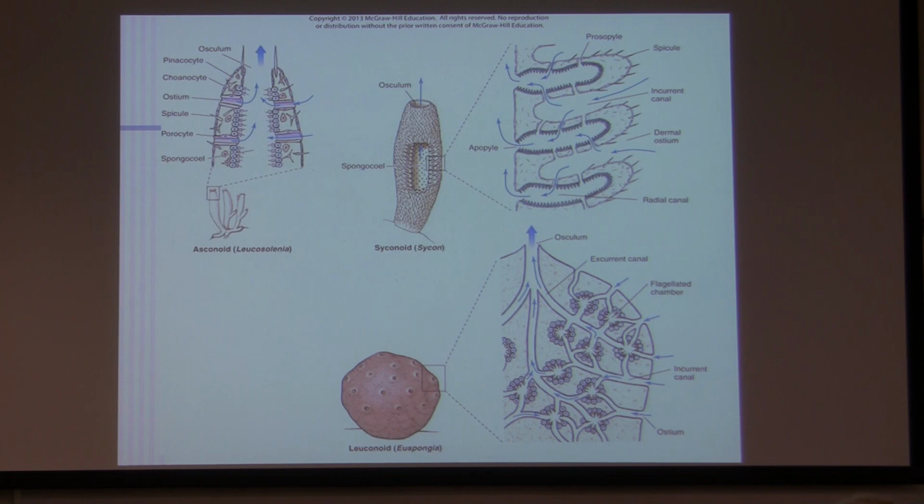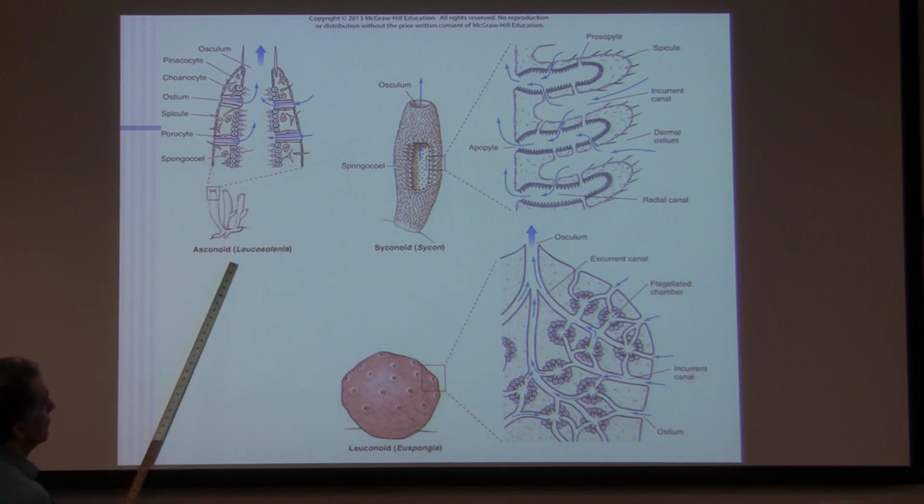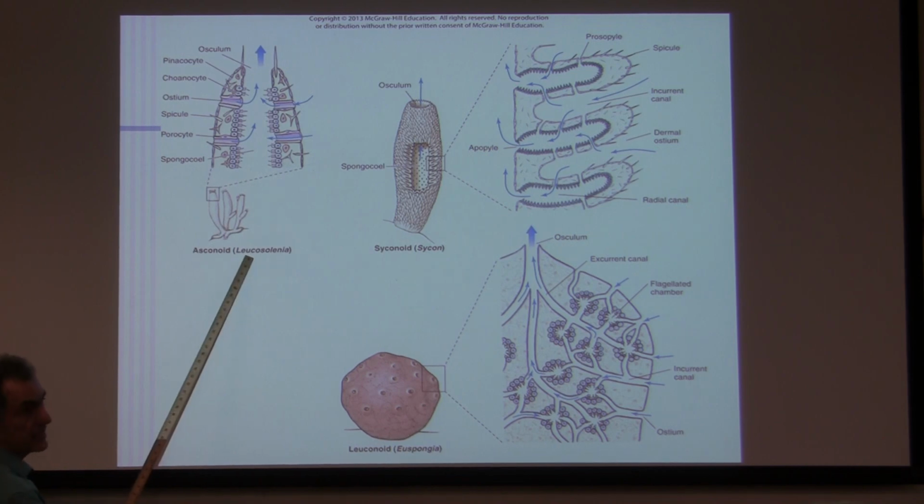Okay, here they are. There are three different types of canal system. Let's go over them quickly. The first one is the simplest one, asconoid type canal. An organism like that is Leucosolenia. We do have them on the microscope, a small animal.